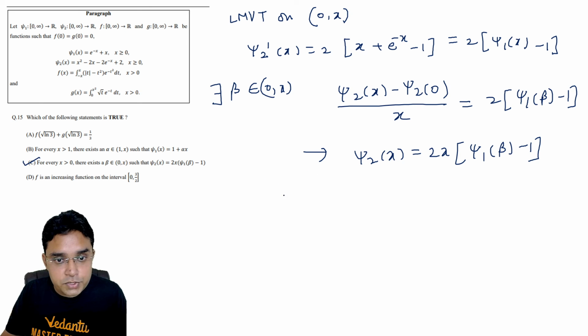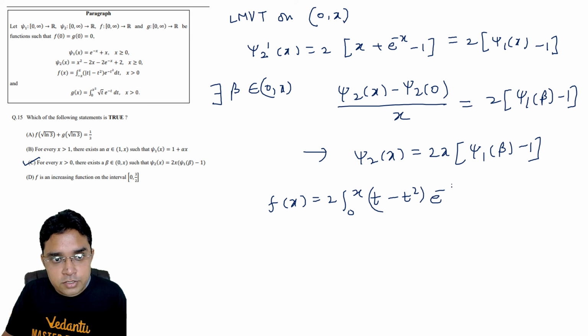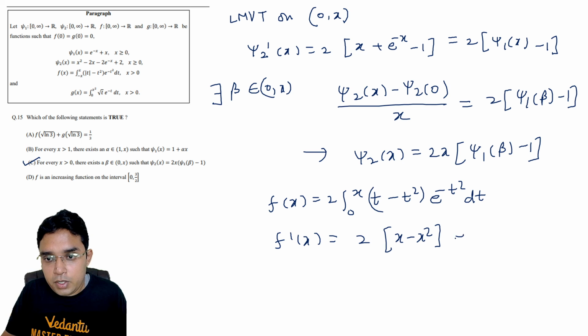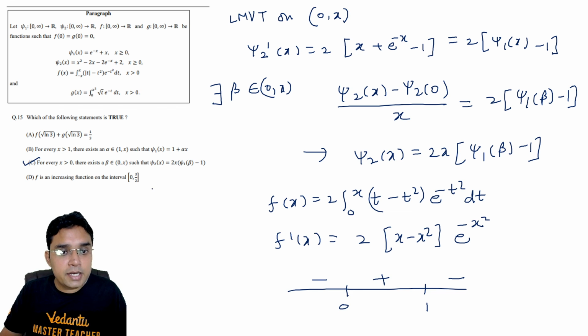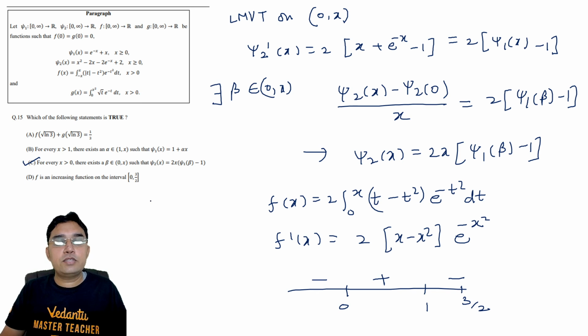Now coming to option D, because this f of x function is 2 times integral 0 to x of t minus t square into e power minus t square dt, this f dash x will be 2 times (x minus x square) into e power minus x square. So if we use the wavy curve method, its roots are 0 and 1 only, and because the leading coefficient is negative, here it will be positive, and here it will be negative, negative. So this is increasing from 0 to 1. So the statement saying increasing from 0 to 3 by 2 is also wrong, because 3 by 2 will be lying here. So the correct answer for this question is C only.